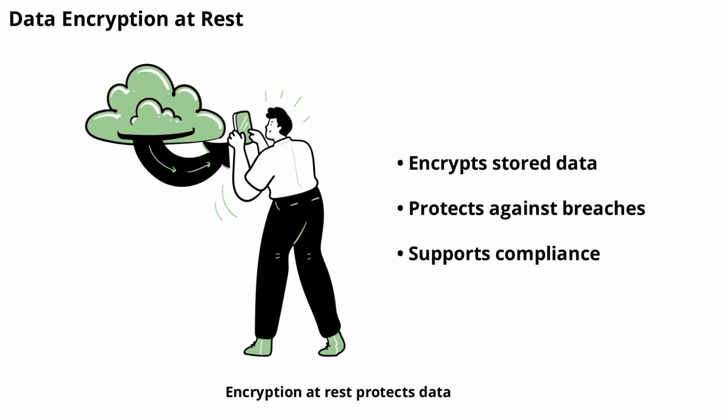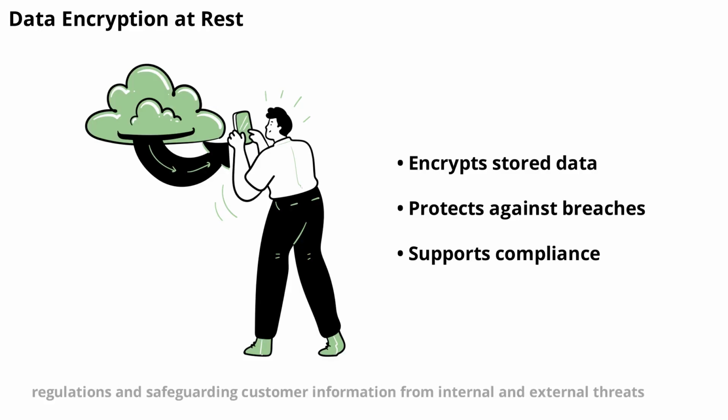Encryption at rest protects data stored within your customer support software. Even if someone gains access to your servers, encrypted data remains unreadable without the proper keys. Enable database encryption and ensure backups are also encrypted. This is especially important for complying with data protection regulations and safeguarding customer information from internal and external threats.